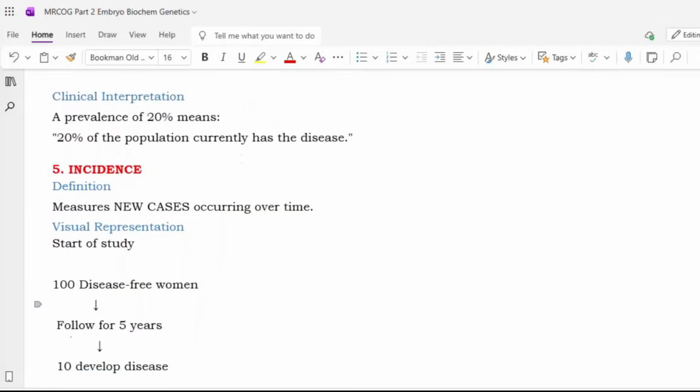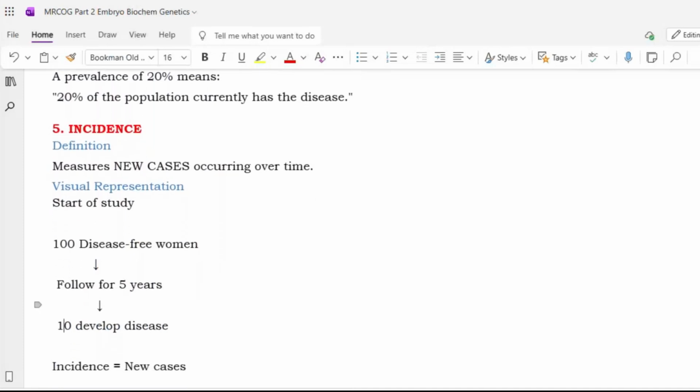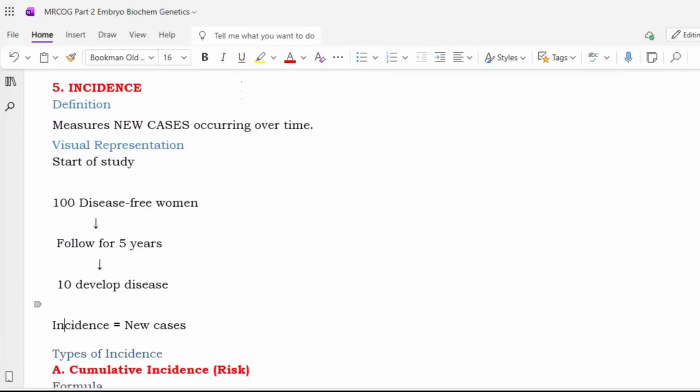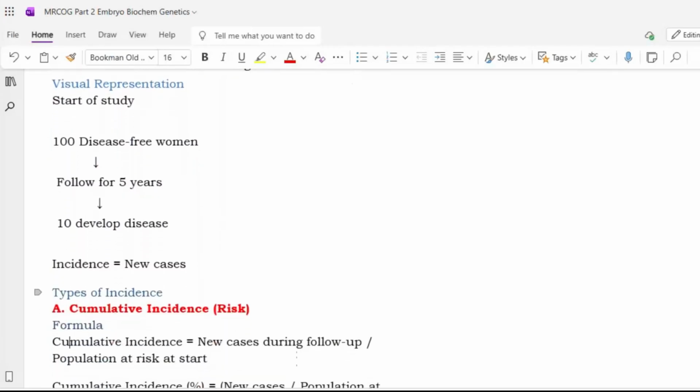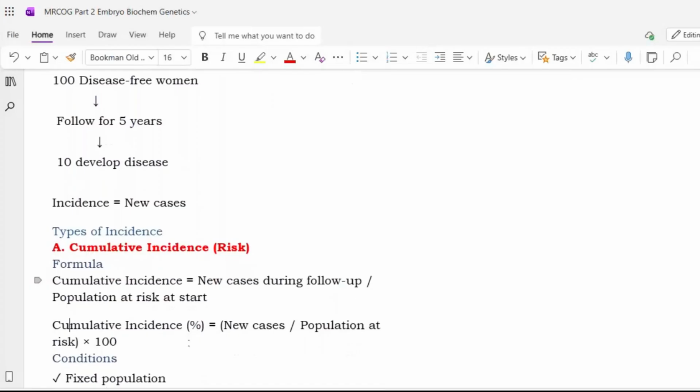So what does incidence measure? Incidence measures the new cases occurring over a period of time. So incidence is measuring new cases which are occurring over a period of time. Suppose we have 100 disease-free women at the beginning of the study. We are following these ladies for 5 years and 10 patients develop the disease. Then we will get the incidence as a new disease.